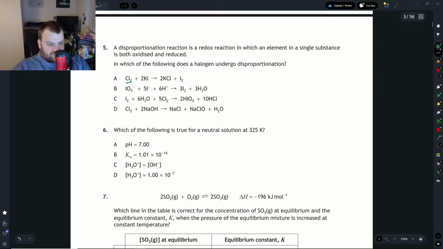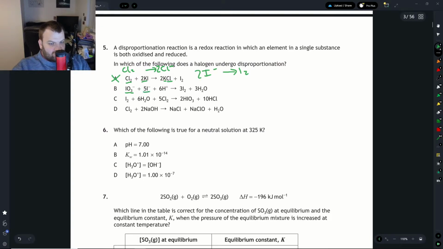Well, in this one, we have chlorine. So we have Cl2 going to Cl minus. Our potassium will still be positive in both of them because it's joined up to something else. And our iodine is going from 2I negative to I2. We have a redox equation, but it's not an element in a single substance that's doing both reduction and oxidation. So I'm going to rule that one out for that reason.